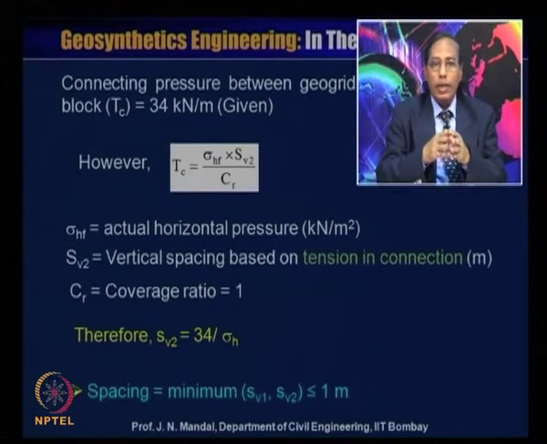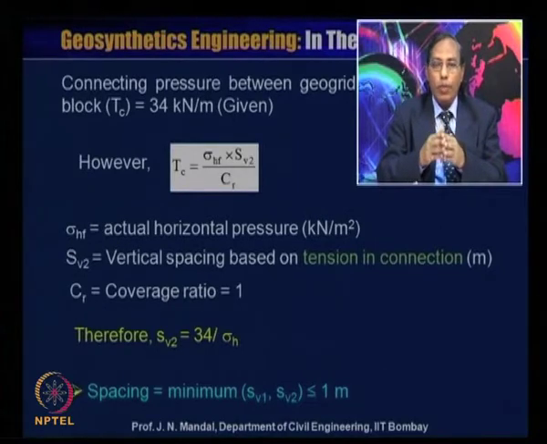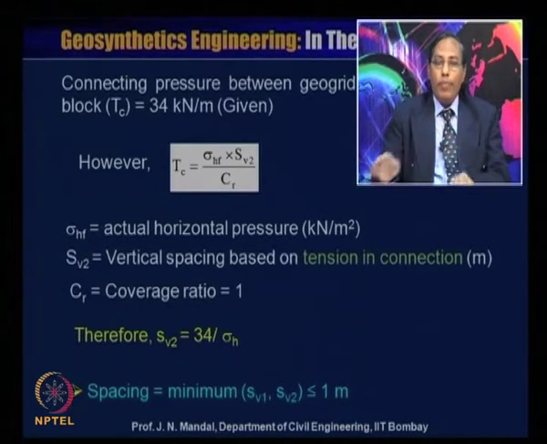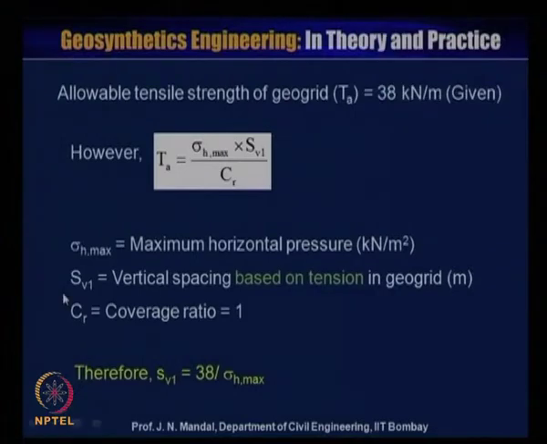So, sigma H is equal to the actual horizontal pressure in kilonewton per meter square. Here SB2 is the vertical spacing based on tension in the connection, in meter, and CR is the coverage ratio, which is equal to 1. So, therefore, SB2 will be equal to 34 by sigma H. Now, it is to be noted that we are considering vertical spacing SB1 when based on the tension in the geogrid. There is a failure for the tension in the geogrid.